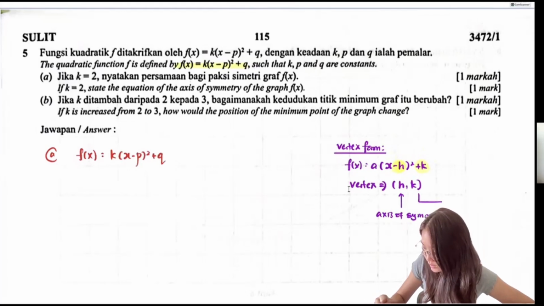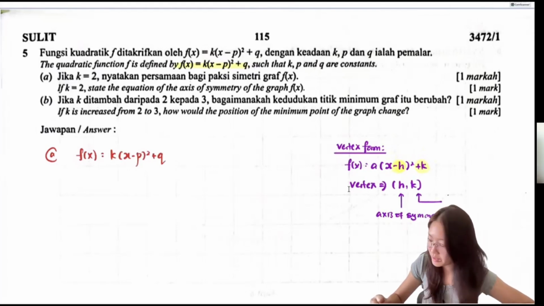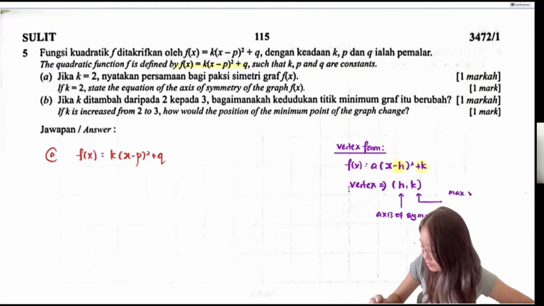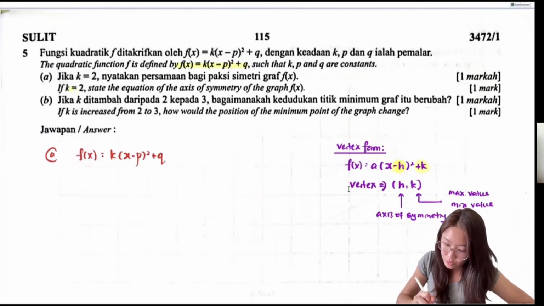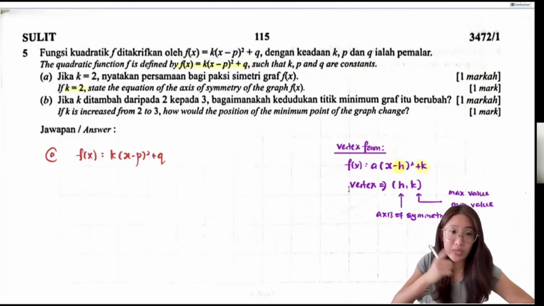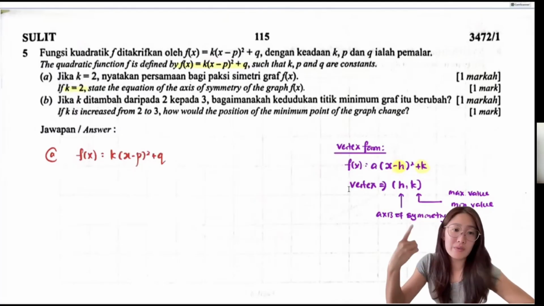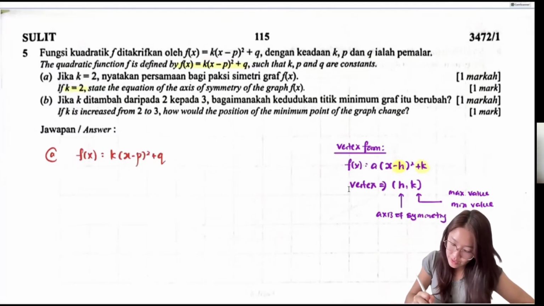And your k over here, if the question tells you something about maximum value or minimum value, that is your answer. So here, what the question wants: if k equals 2, k equals 2 is your a, it's a smiley face. So you can write it in first.